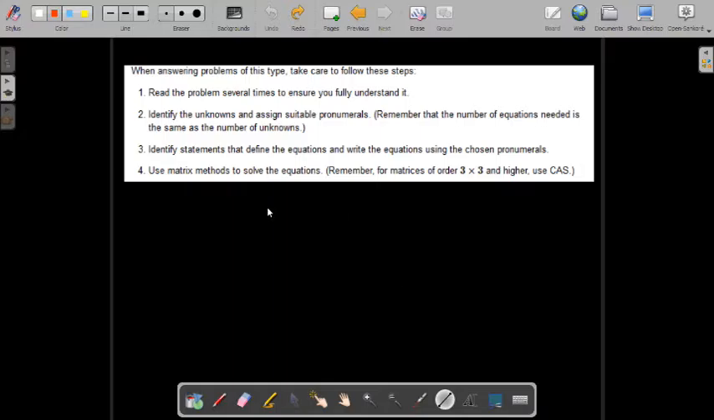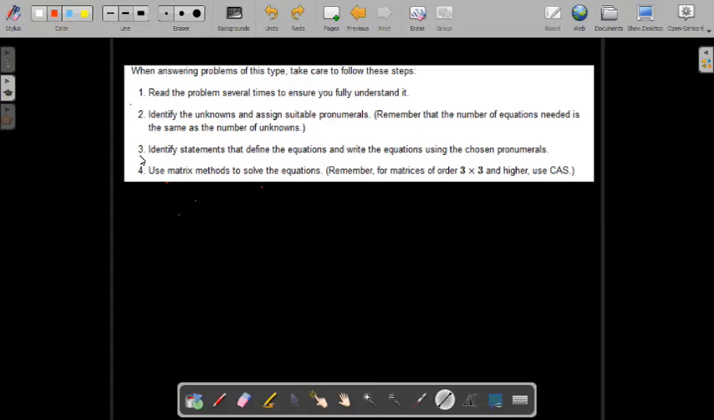Last little bit: when answering problems, regardless of what situation it is, a few steps might be handy to follow. First, read the problem several times to ensure you fully understand it. That's essential with any kind of math problem. Second, identify the unknowns and assign suitable pronumerals. I used X, Y, and Z. You could use A, B, and C, or anything else you could think of.